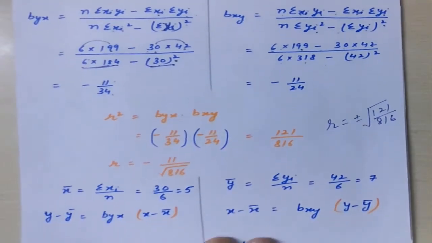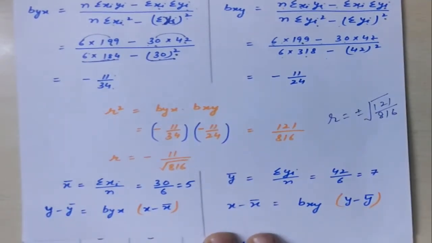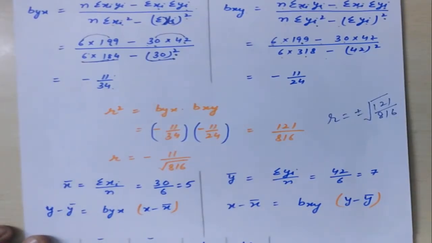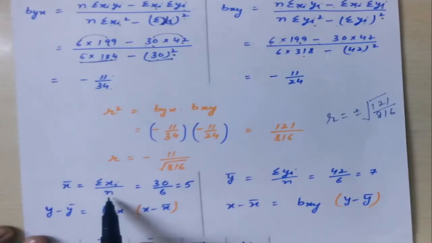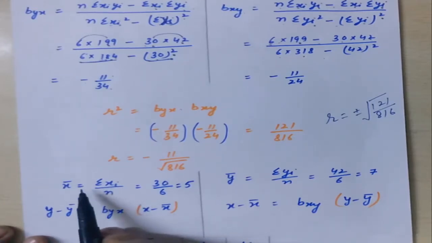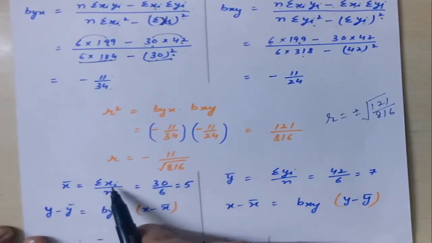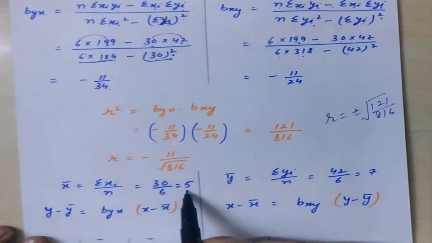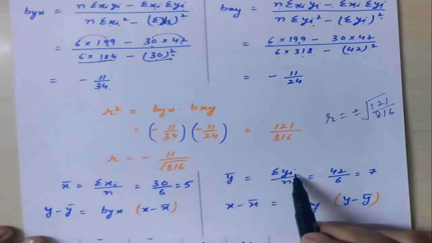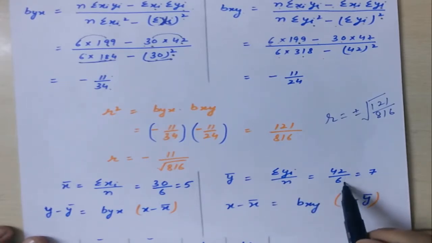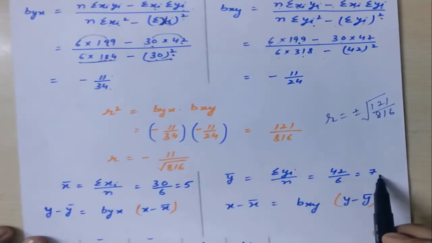Now we have to find the equations of the regression lines. For the regression line's equation, we need x bar and y bar also. Whenever x bar is not given, we have the formula: mean is equal to summation xi upon n. We will apply the formula. Mean is summation xi, 30, upon 6, which is 5. y bar is equal to summation yi upon n. Put the values, and the y bar value is 7.